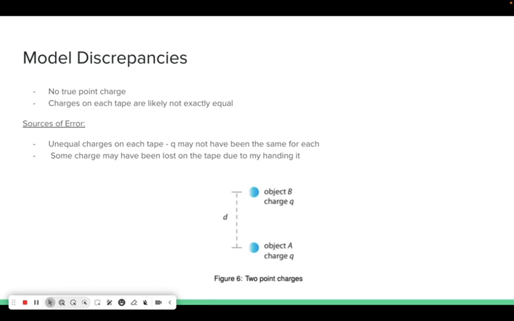My model discrepancies: no true point charge. Charges on each tape are likely not exactly equal. This is due to outside error, since it's not a perfectly controlled environment. Like I said, the charges on each tape may not have been the same for each, and some charge may have been due to my handling it.